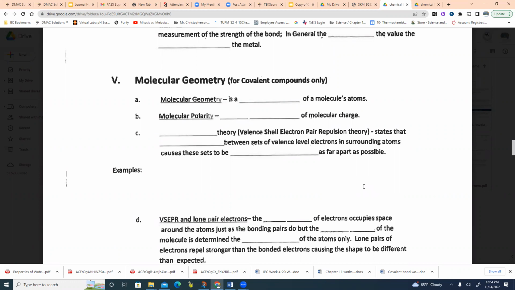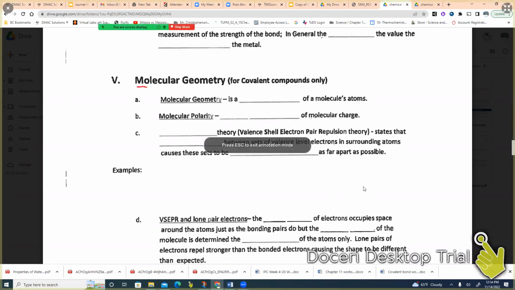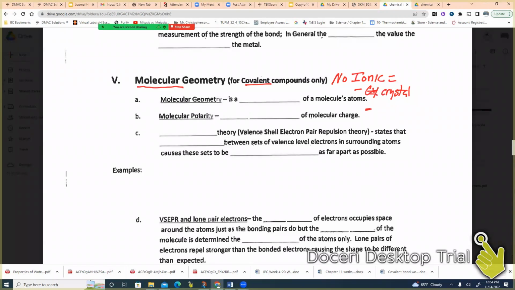Alrighty, so we are going to be talking about molecular geometry. This is true only for molecules, and if we talk about molecules, we're talking about covalent compounds. So no ionics as far as these structures. We said earlier in the notes that ionics form crystals, like salt, and that they have a lattice, where positives and negatives alternate.